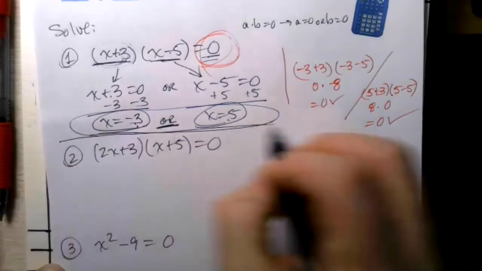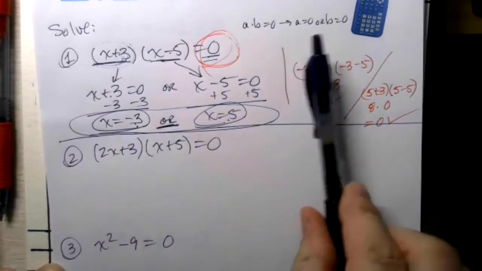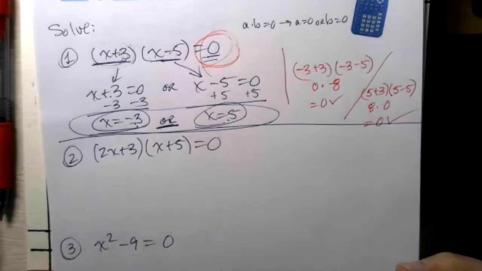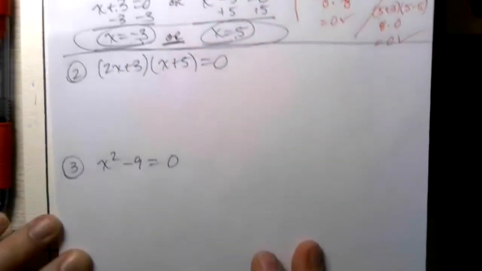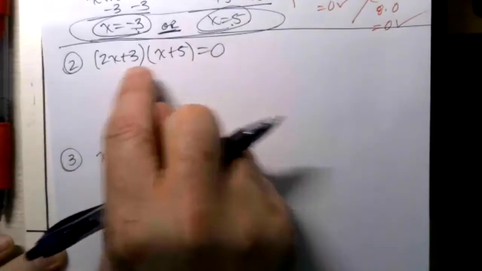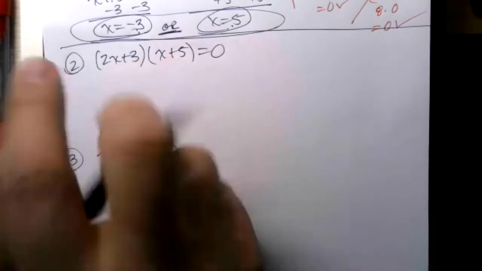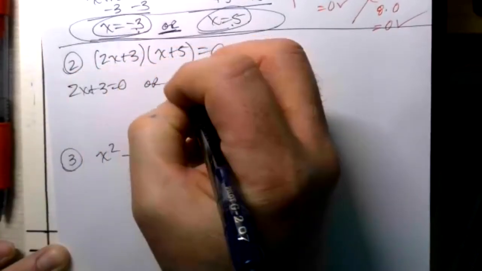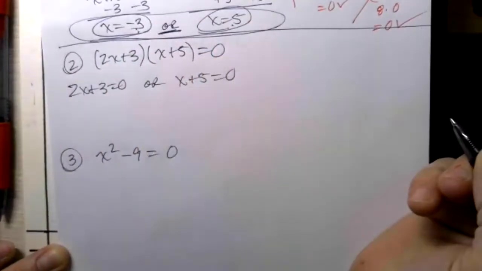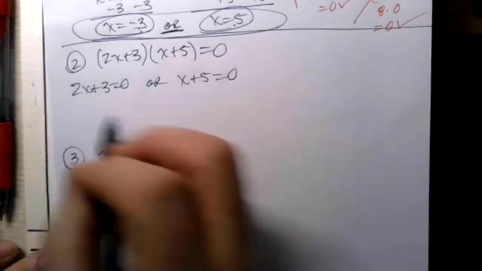Okay, so the short version is each factor gets set equal to 0 and you solve it. You solve it like a little mini equation. Here I have two things that are being multiplied to equal 0. Well, either this thing was 0 or this thing was equal to 0. So I'm going to solve each of those.